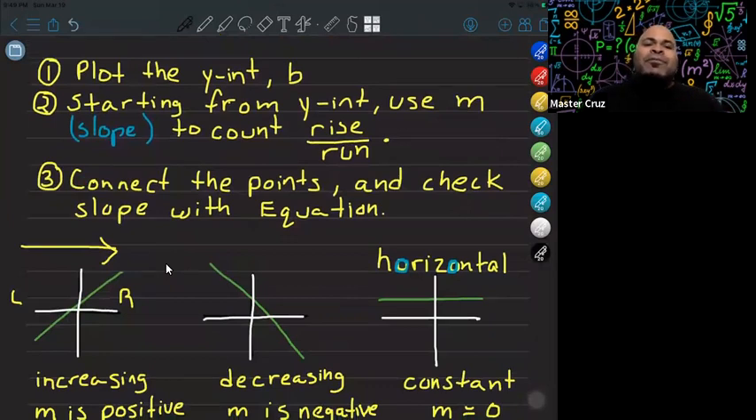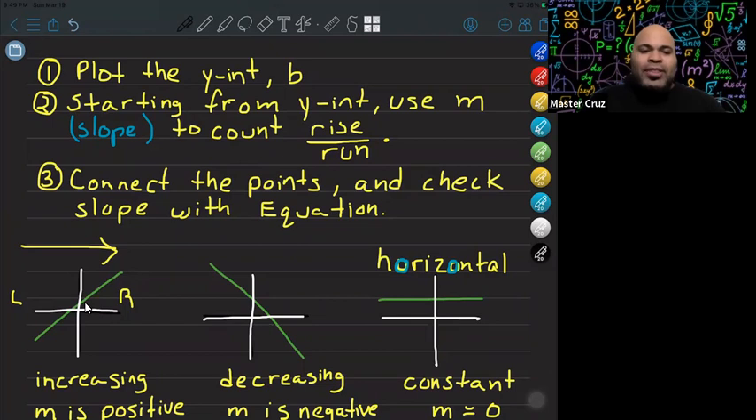So when we graph, there are three steps that we want to follow. We first plot the y-intercept, which is b. Then we start from the y-intercept and use the slope, and we count rise over run. The reason why we plot the y-intercept first is so that we start counting from there, and I'm going to give you an example in a second. The third step is the same thing that we did in kindergarten. We're going to connect the dots and check the slope with the equation.